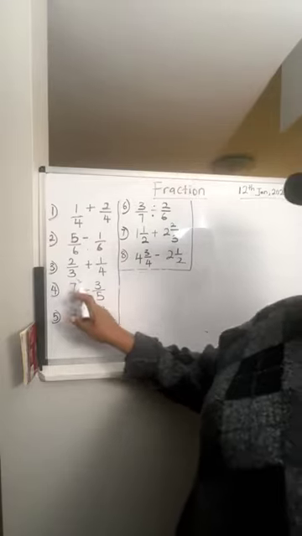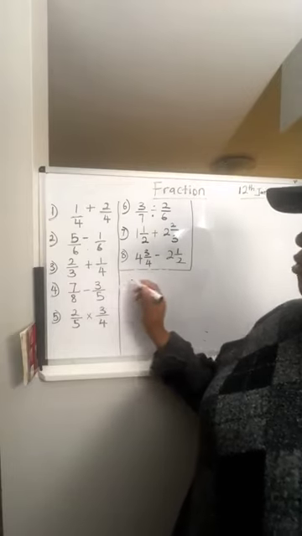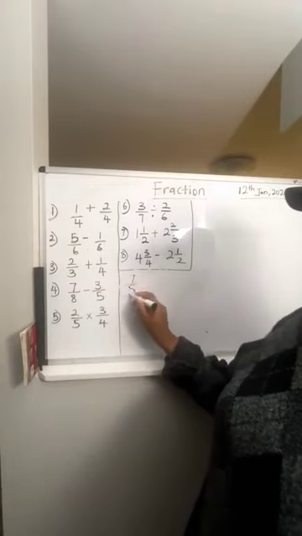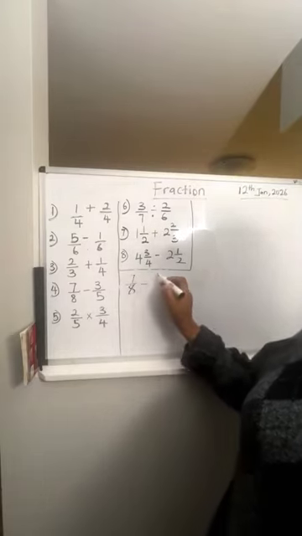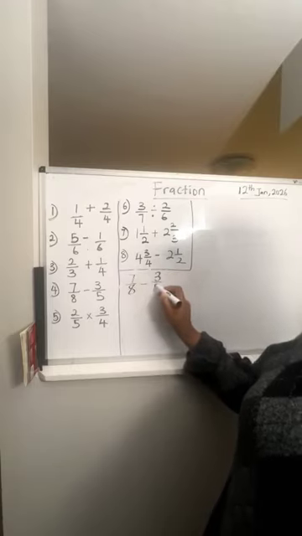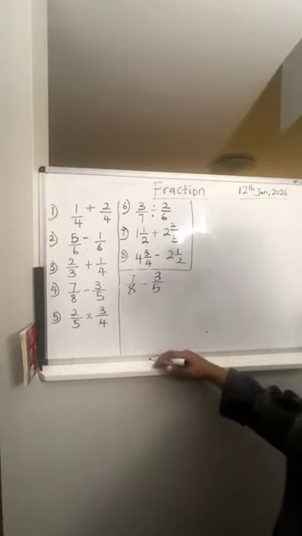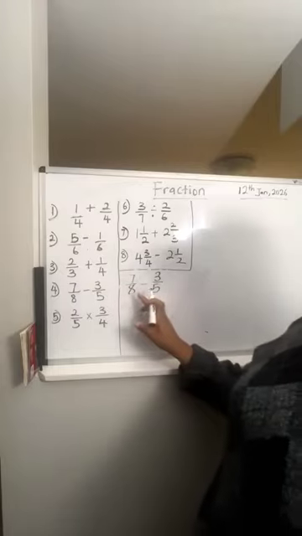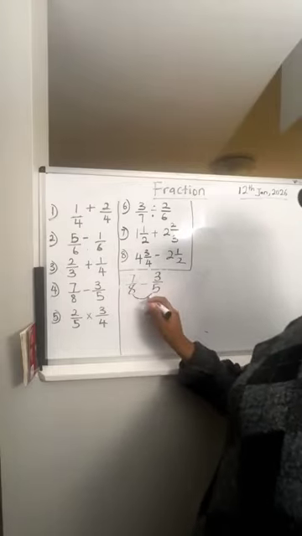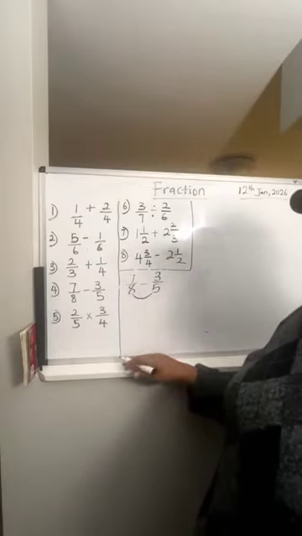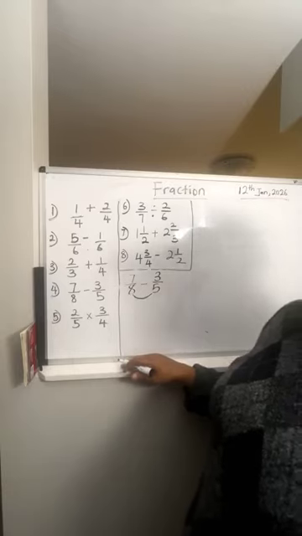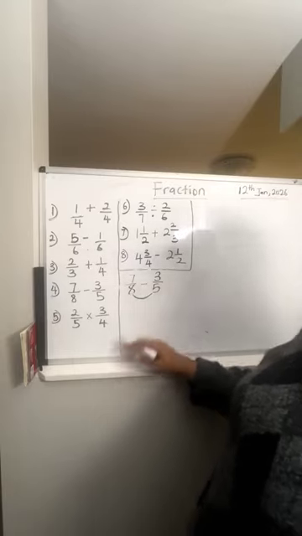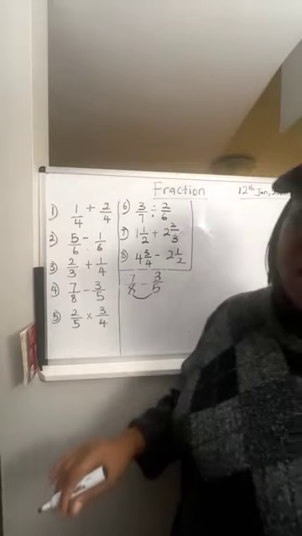Now number 4, we have 7 over 8 minus 3 over 5. What do we do? They have different denominators. So we have to find their lowest common multiple. Let's do the same thing we did again.